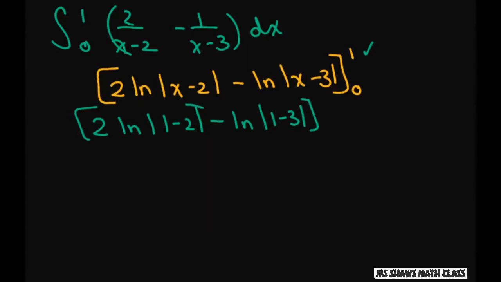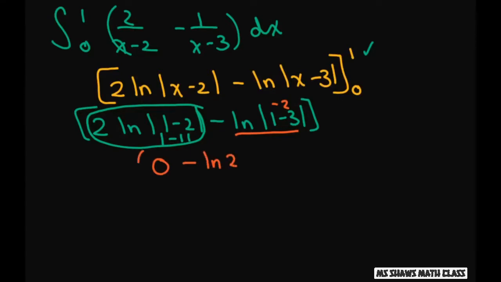So this is just going to be 0, because 1 minus 2 is negative 1. Absolute value of negative 1, you get 2 ln of 1. ln of 1 is 0. So this part's just going to be 0 minus, and you plug in, that's going to be negative 2. Absolute value of negative 2 is just 2, so that's ln of 2. So that's that part.